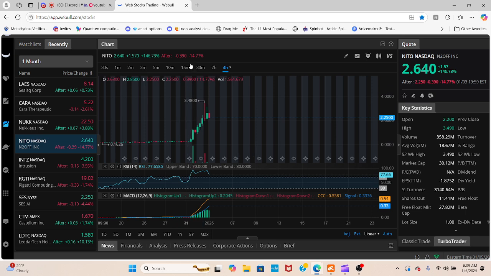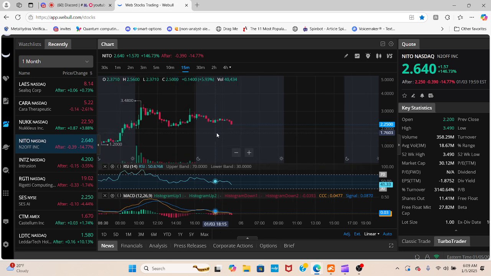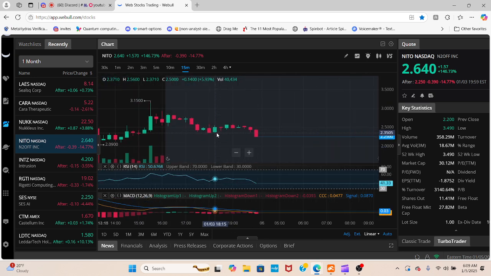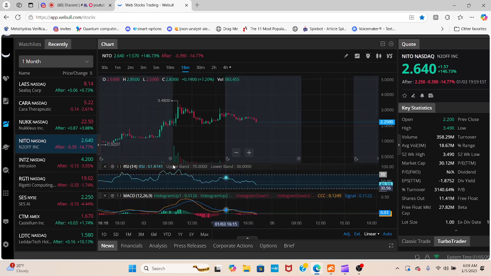Now, you may be a little bit thirstier and want to get in on your 15-minute chart. So nothing's wrong with that. If you do, you're just looking for more clean bullish divergence to come in that's not being made just yet on Nito.